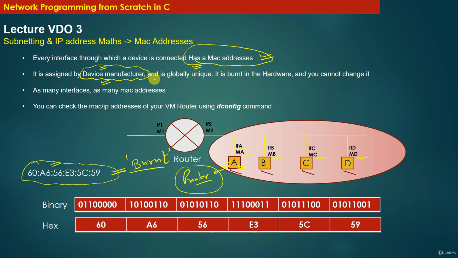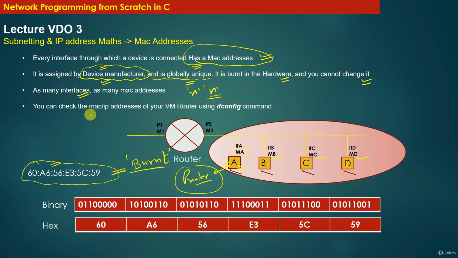The MAC address is also globally unique. It is burnt in the hardware and you cannot change it. You don't have any control over the MAC address. MAC addresses are configured on the interface, so if a device has n number of interfaces, it means the device has n number of MAC addresses.